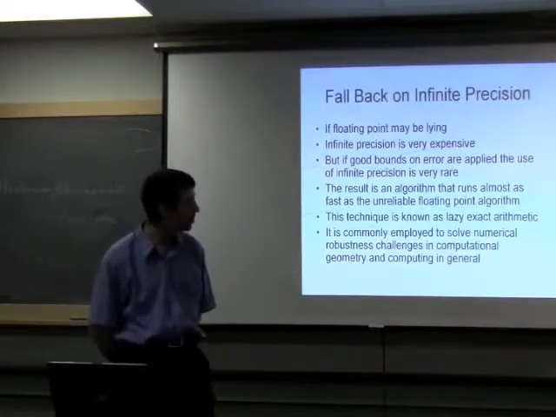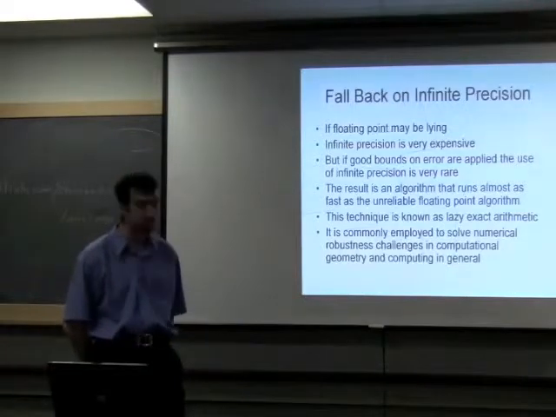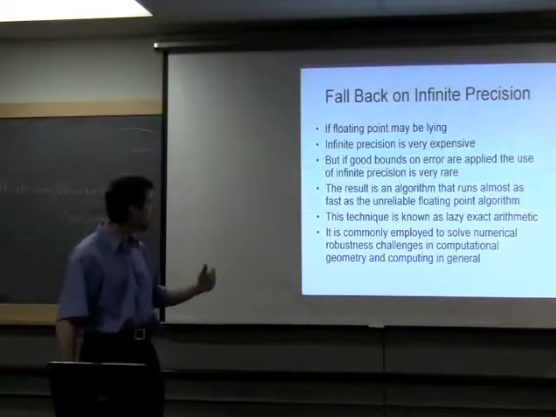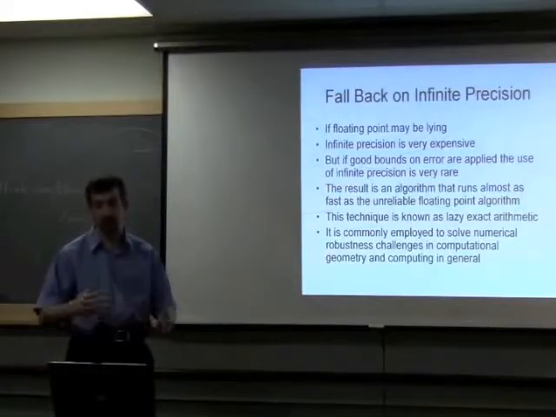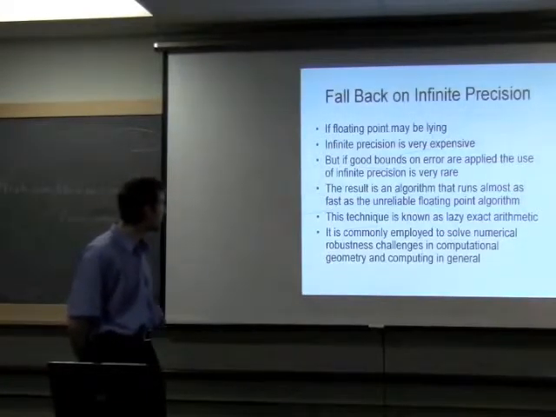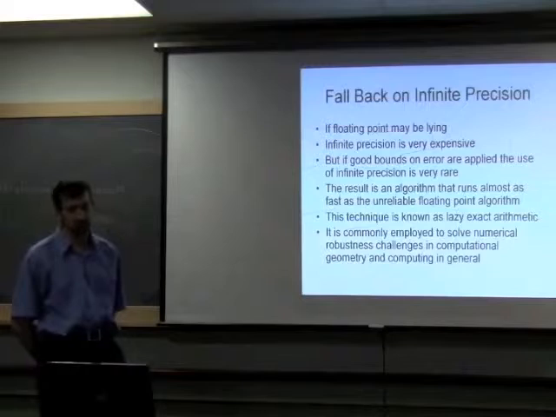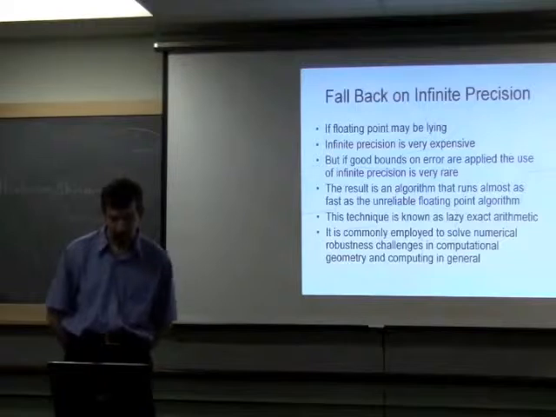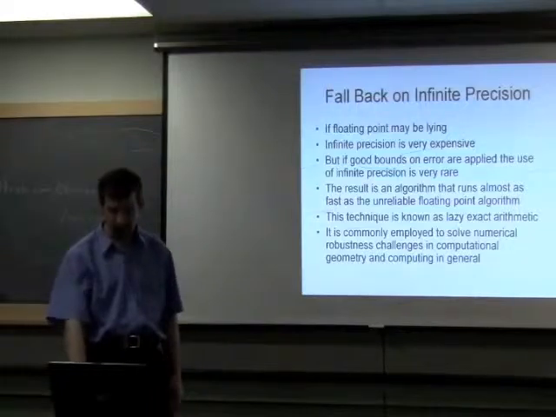So once you know, using the floating point accumulation of relative error by whatever means, that you don't trust the result, you can fall back on infinite precision. Infinite precision arithmetic is very expensive, but if you have good bounds on error, then it should be very rare that you actually have to use it. And then the result is an algorithm that runs almost as fast as if you didn't use the infinite precision, but it's actually correct. This is called lazy exact arithmetic, and it's commonly employed all over the place, especially in computational geometry to deal with numerical robustness problems.